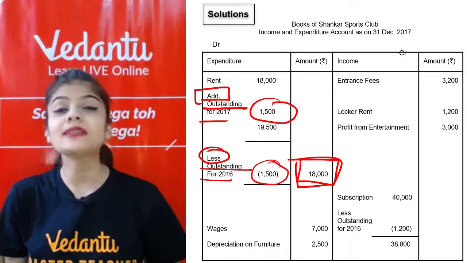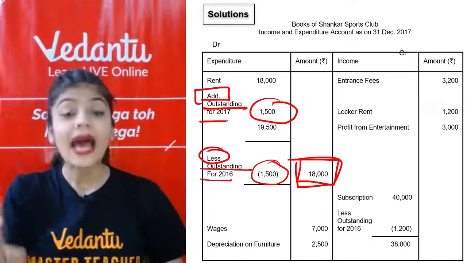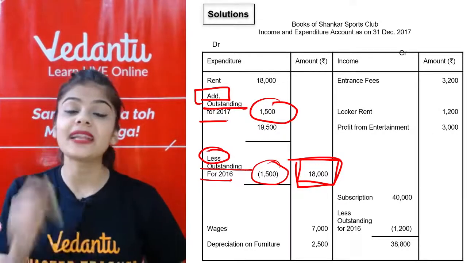So this was the adjustment for rent. Previous year rent is subtracted and current year outstanding rent is added.